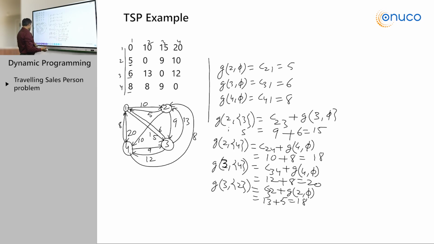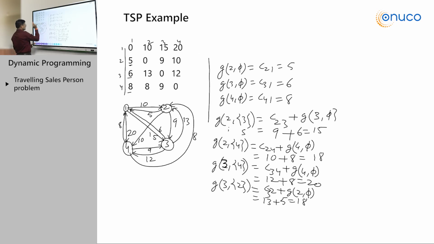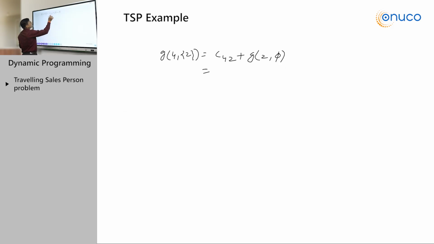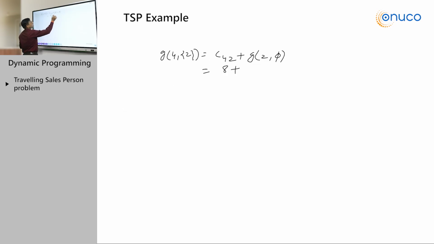Similarly, we are going to find out another value called g of 4, 2. If you are writing g of 4, 2, C of 4, 2 plus g of j is 2 and there is no element left. So C of 4, 2, we need to see that value. C of 4, 2 is 8. So it is 8 plus 2, 5. In previous iterations, we can see that 2, 5 is 5. So we are writing here 5. So here we are getting 13.